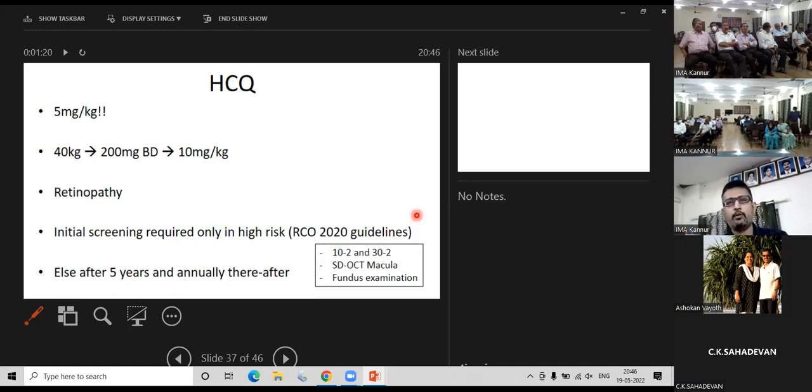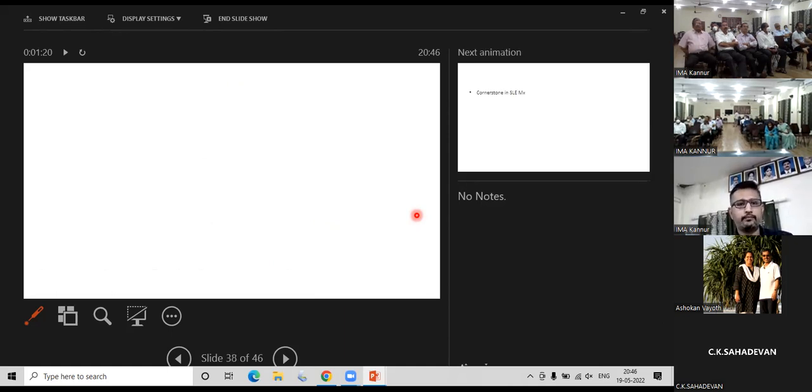And only if both SD-OCT as well as automated perimetry show defects can you say it is a definite retinopathy. Fundus examination usually does not show anything in early HCQ retinopathy. It is a cornerstone in SLE management. We tend to have a lot of issues with patients on HCQ who develop retinopathy, possibly reducing the dose and giving us this thing, but I'm sure many of the ophthalmologists might not agree.